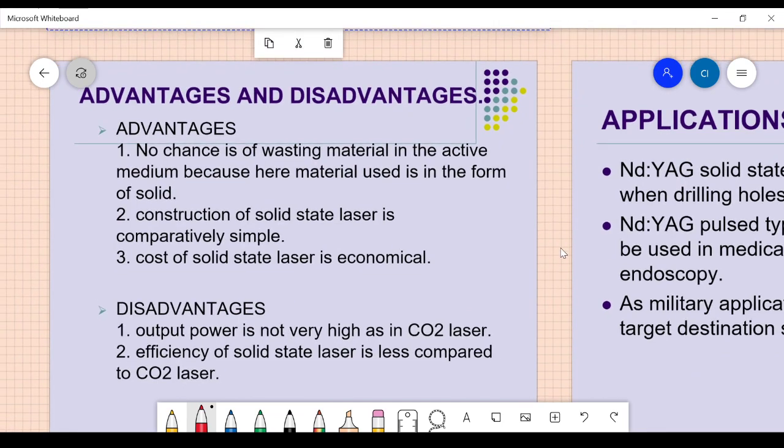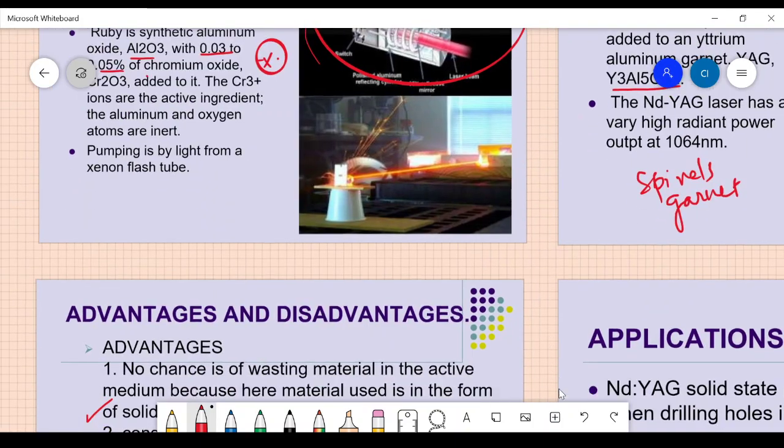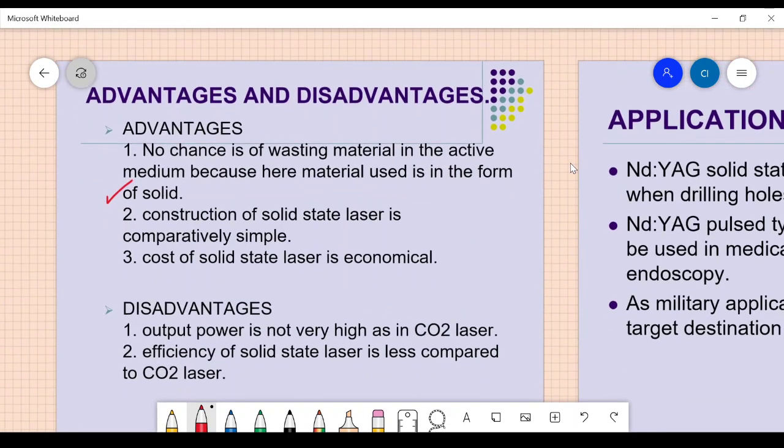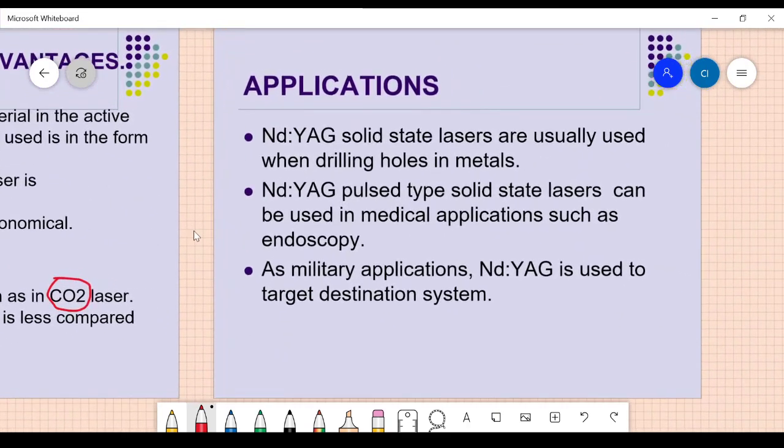What are the advantages? The active medium is in the form of a solid, so construction is comparatively simple, and the cost of the solid state laser is also economical. What are the disadvantages? The output is not as high as in the case of a gas laser like CO2, and the efficiency of the solid state laser is less compared to the CO2 laser. However, gas we cannot hold without separate instruments, while neodymium and such materials you can use. What are the applications?